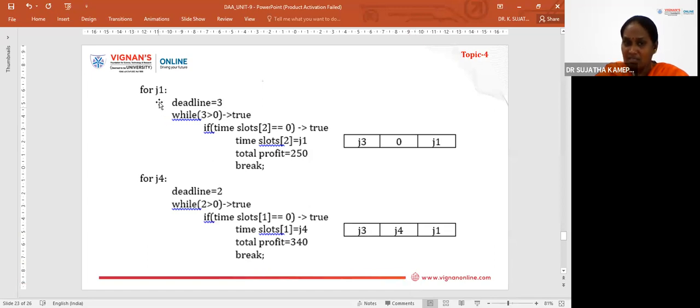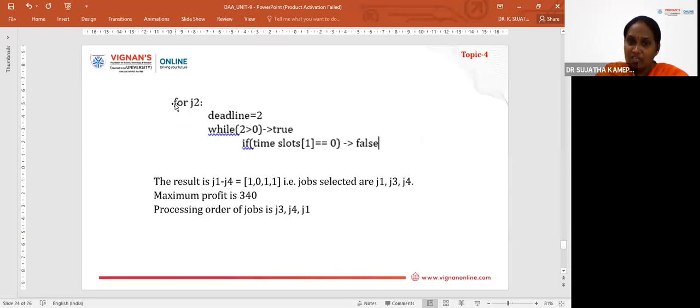In the order, the next job is J1 and its deadline is 3. Here 3 is greater than 0, so this condition is also true. Now we check whether that slot is vacant or not. The slot is vacant, so the condition is true. We assign this job to slot 2 and update the total profit, and we break the process. Next, we select the next job, J4, and here the deadline is 2. 2 is greater than 0. Here time slots of 1 is assigned to J4, and the total profit is updated.